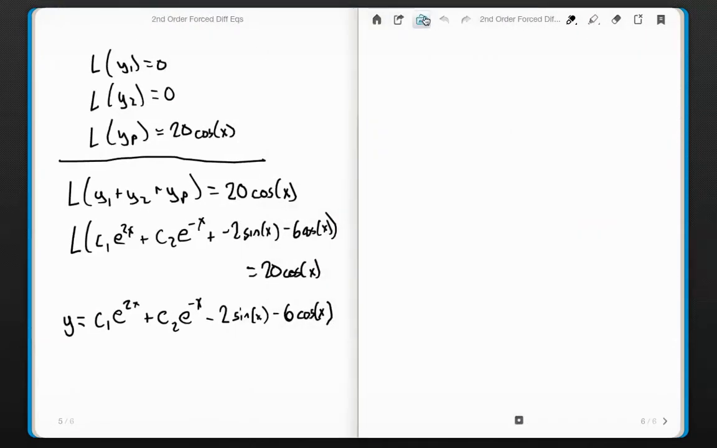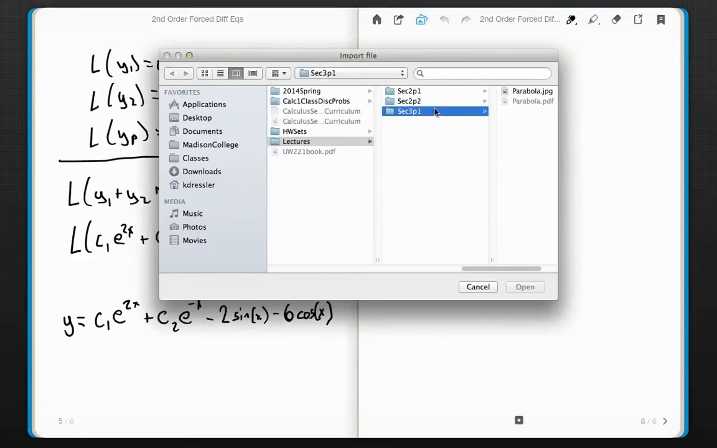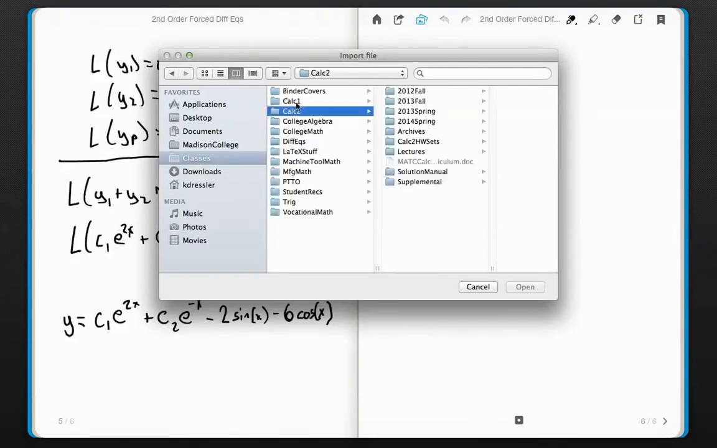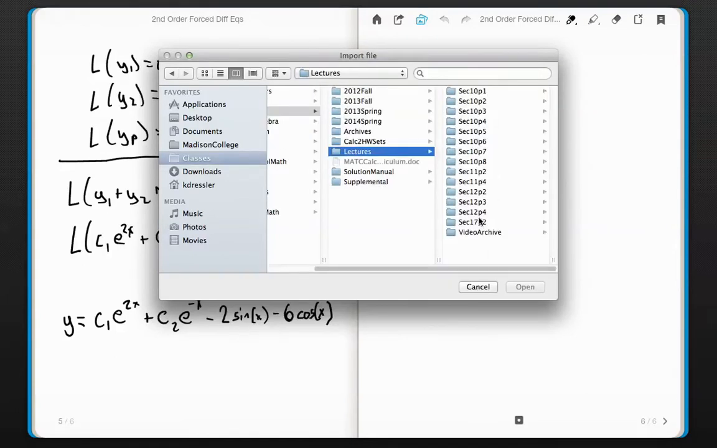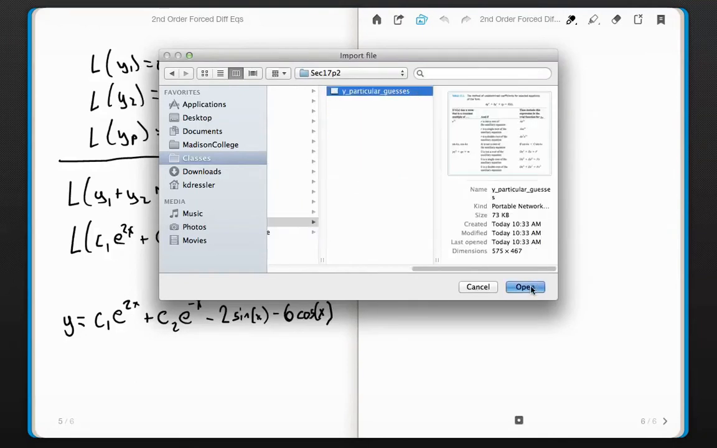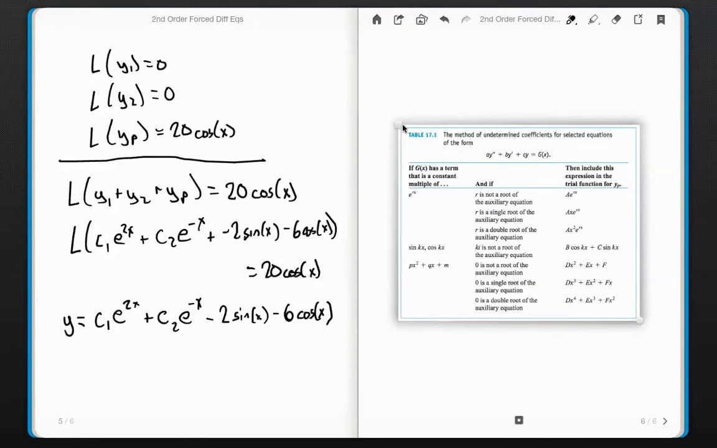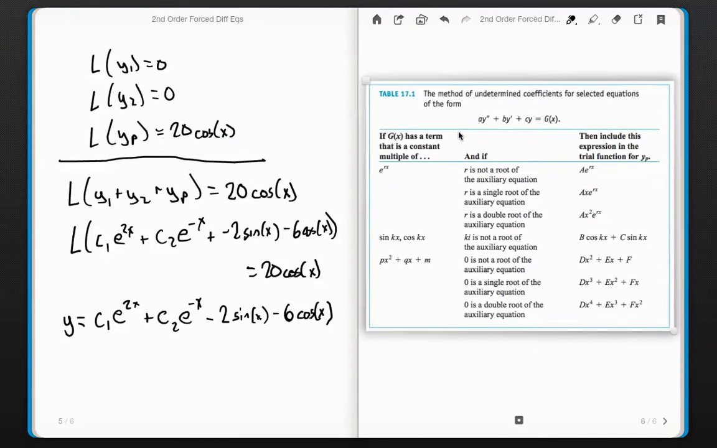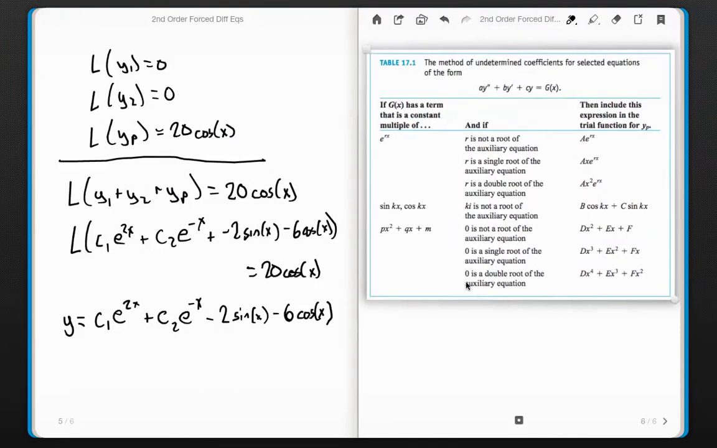Well, we turn to someone smarter than us. That'd be Thomas. And, I'm in the wrong class here. We got to go to class, Calc 2, lectures, chapter 17.2. Why particular guesses? Look at that. So we have a nice little table to work with. And if I can make that a little bigger, as big as I can do it, we'll talk about this briefly.